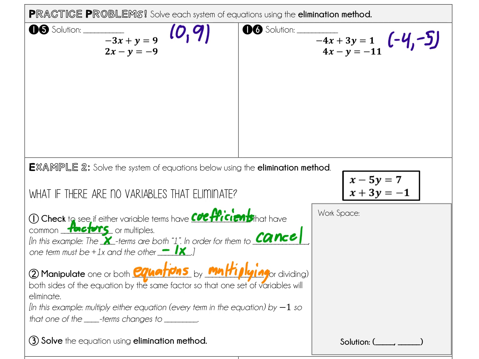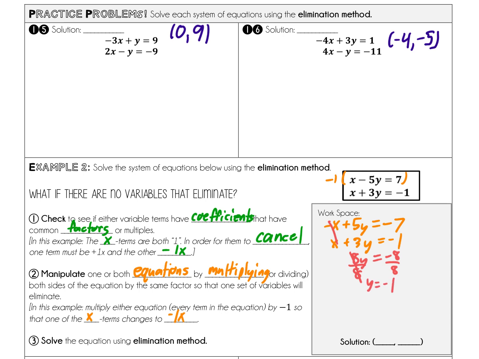In this example, you will need to multiply either equation by negative 1 so that one of the x terms changes to negative 1x. I will multiply the first equation, x minus 5y equals 7, by negative 1. The equation is now negative x plus 5y equals negative 7. I can now solve using the elimination method. Negative x and x cancel out. 5y plus 3y is 8y, and negative 7 plus negative 1 equals negative 8. Dividing both sides by 8 gives us y equals negative 1.